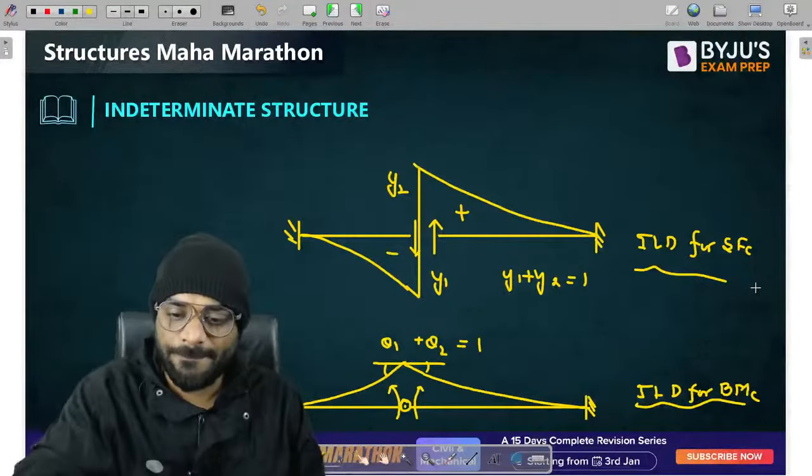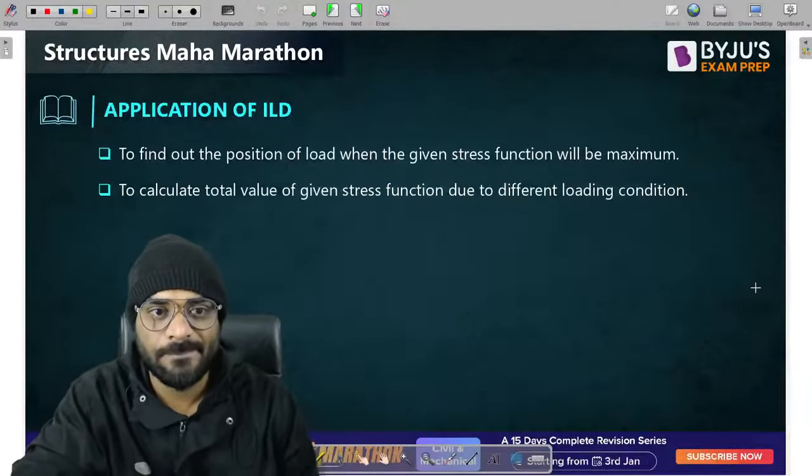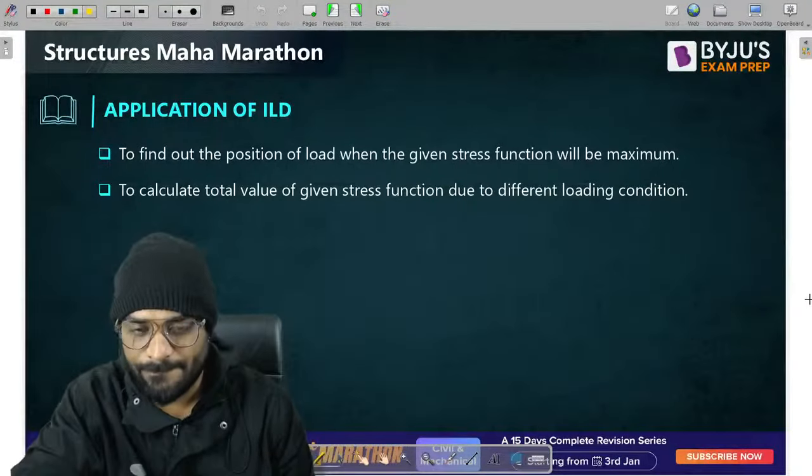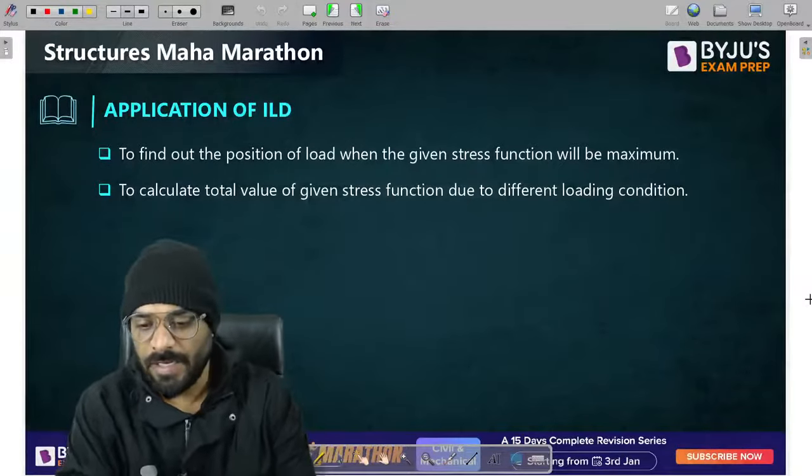Getting a point or not? Any doubt up to this, guys? Up to this, any doubt?